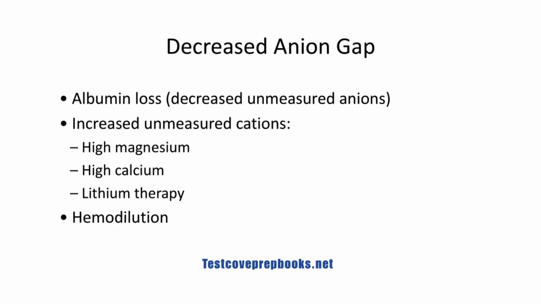A decreased anion gap is less common. It may result from a loss of albumin, which reduces unmeasured anions, or from an increase in unmeasured cations such as elevated magnesium, elevated calcium, or in patients receiving lithium therapy.